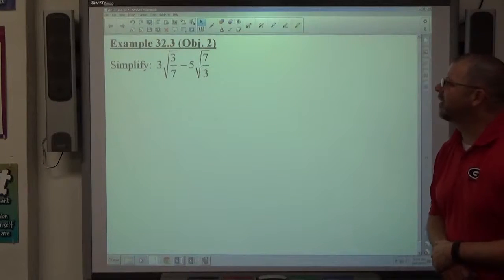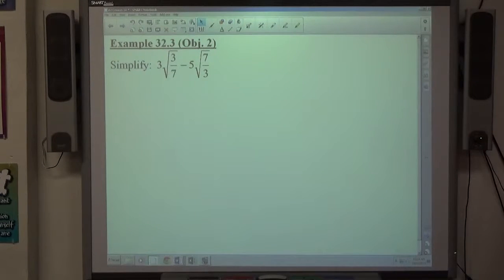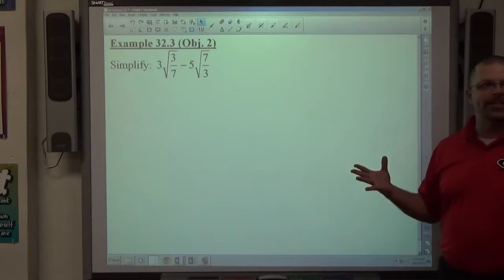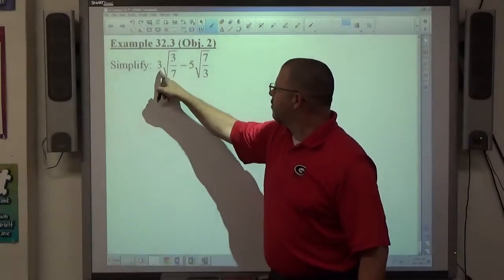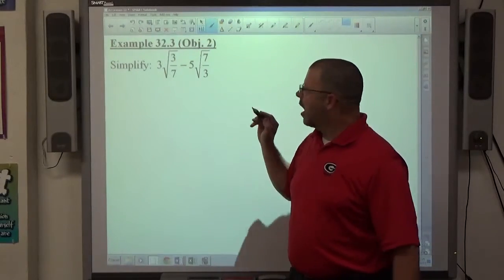All right, for example 3, simplify 3 square root of 3/7 minus 5 square root of 7/3. Exact same kind of problem the last one was. The only extra added feature this time is we have a number being multiplied by radicals.